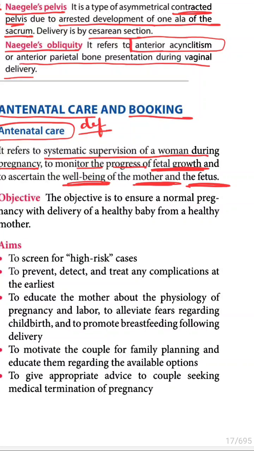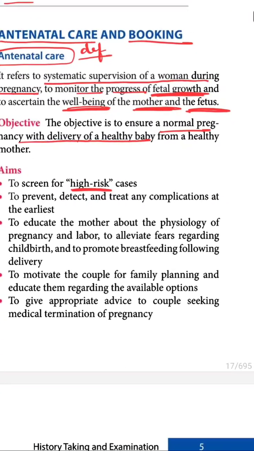So what is the objective? The objective is to ensure a normal pregnancy with delivery of a healthy baby. So the main objective of antenatal care is to ensure a normal pregnancy with a delivery of a healthy baby from a healthy mother. So what are the aims of antenatal care? So the first aim is to screen for high risk cases. Next, to prevent, detect and treat any complications at the earliest.